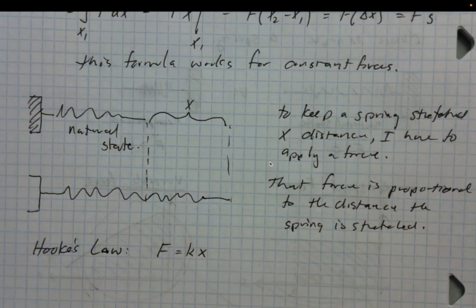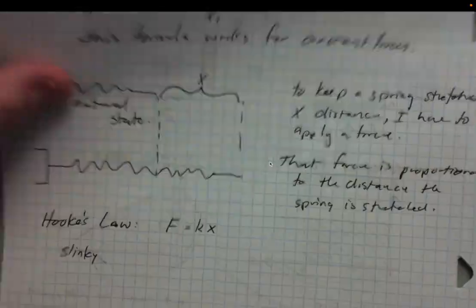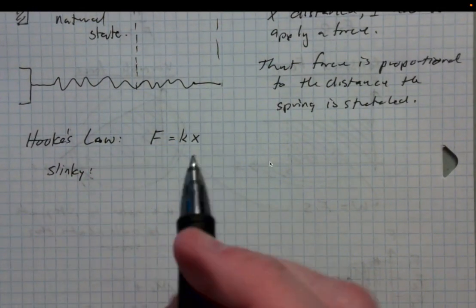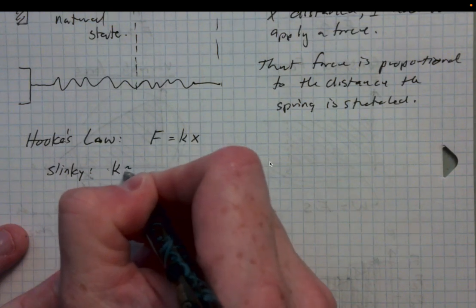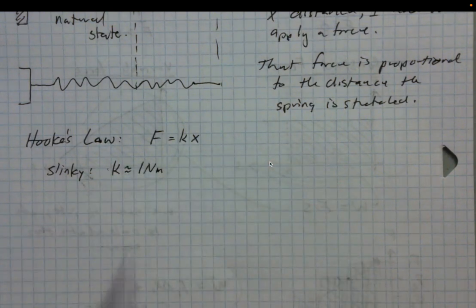So x is the distance the spring is stretched beyond its natural state, and k is this constant of proportionality. Now k is going to vary dramatically depending on the spring. Some springs have a very small k and other springs have a very, very large k. An example would be a children's toy slinky. It's basically a spring, and for a slinky, k might be 1 Newton per meter. Very small value. It could be much smaller even.